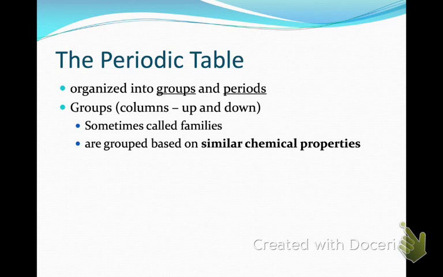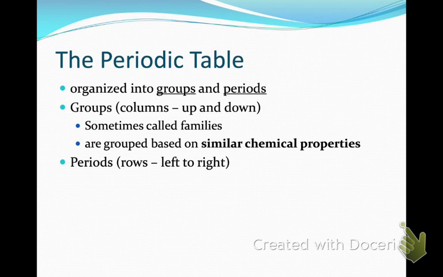Okay, these groups on the periodic table have similar chemical properties. And all that means is that elements within a group tend to behave the same. They tend to like to bond with the same things. They tend to react in the same way. They tend to have the same number of valence electrons. They tend to have the same level of reactivity. Okay, they just behave the same or similarly. Maybe not exactly the same, but very similarly.